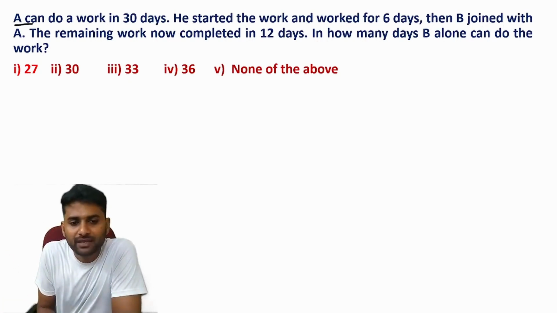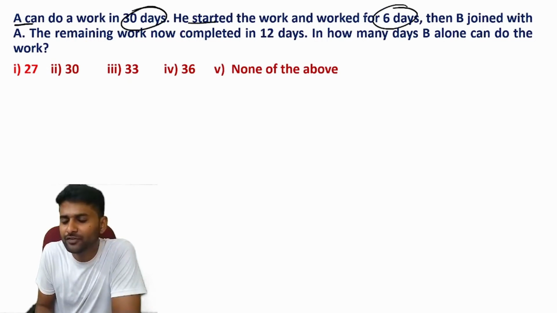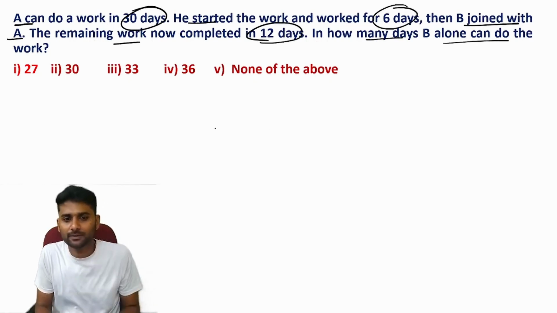See this question. A can do the work in 30 days. He started the work and worked for 6 days, and B joined with A. The remaining work is completed in 12 days. In how many days can B alone do the work?